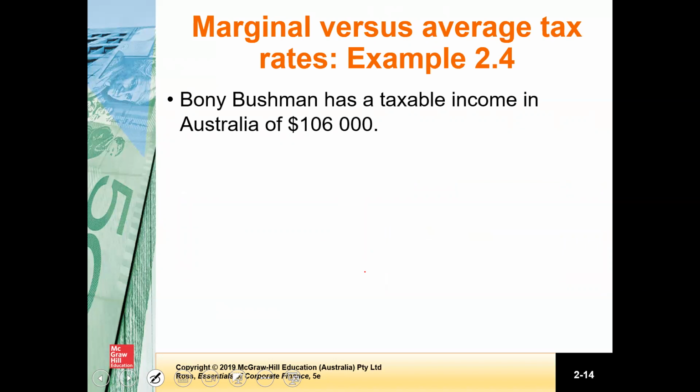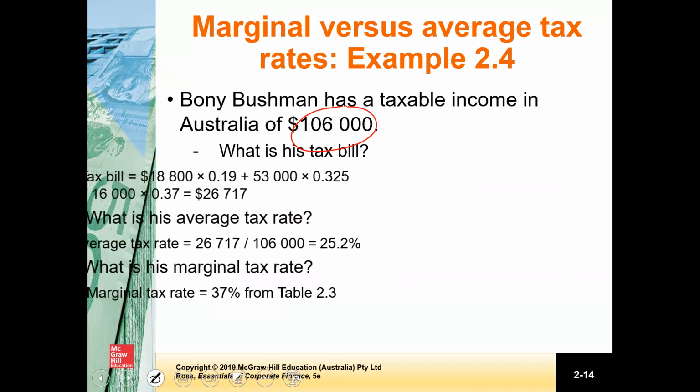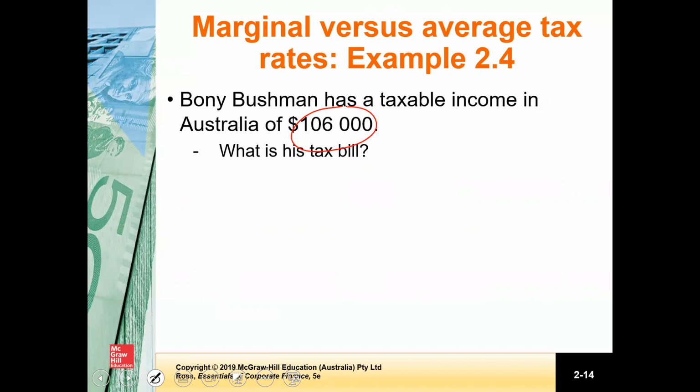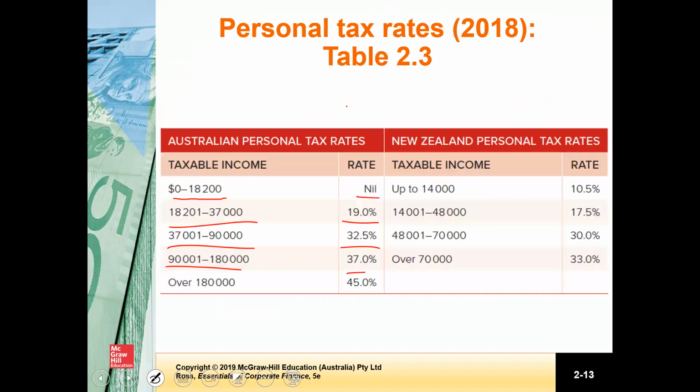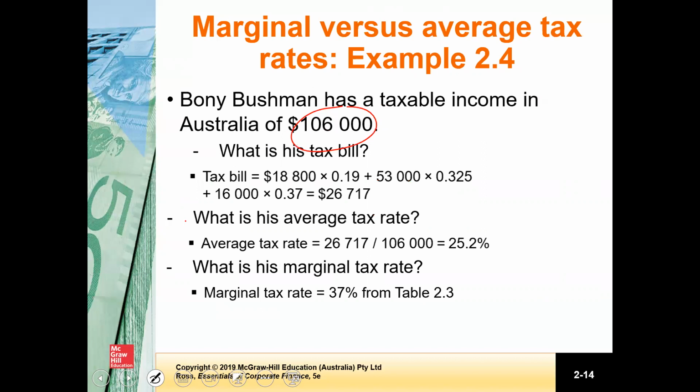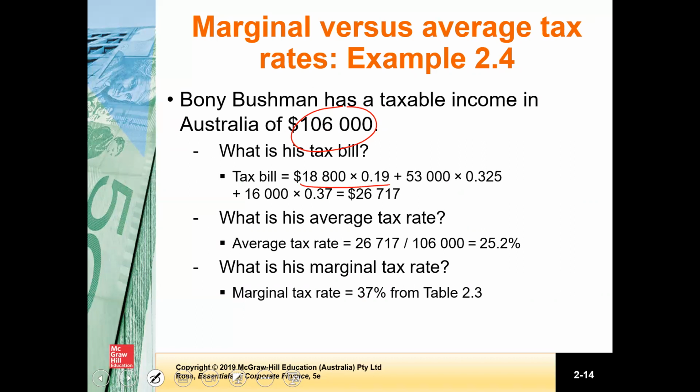Now, let's take an individual who has a taxable income of 106,000. How will we calculate the tax for this person? So what is the tax bill? As we have seen in the last slide, up to 18,200 there's no tax. Then 18,200 to 37,000, this level has 19%. That is, you see here, that 18,800 is taxed at 19%.